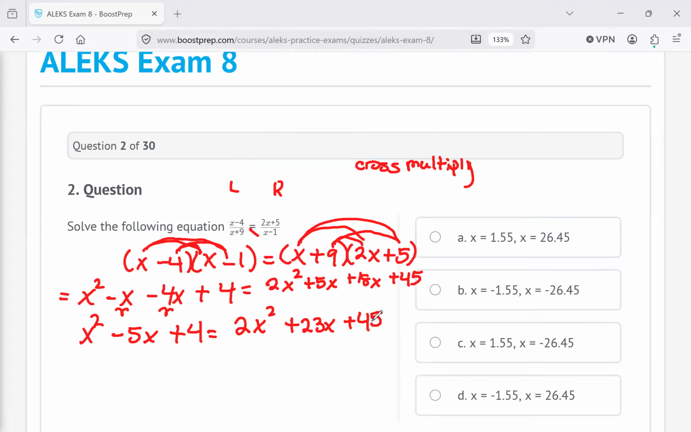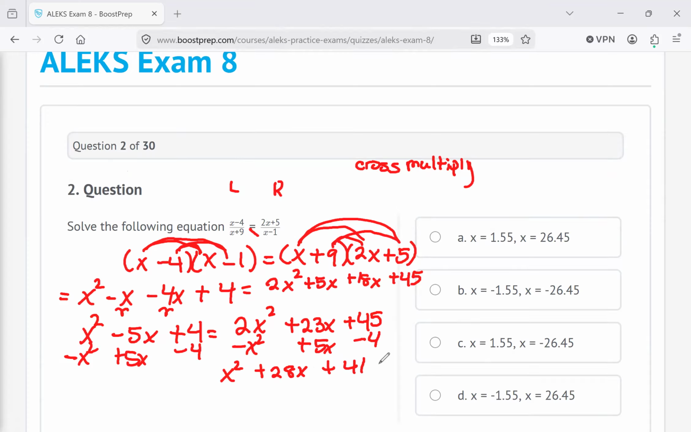Okay, and then let's get it equal to zero. So I think it's wise to move everything to the right. So I'm going to subtract x squared, subtract x squared, add 5x, add 5x, subtract 4, subtract 4. 2x squared minus 1x squared is 1x squared. 23 plus 5 is 28x. 45 minus 4 is 41.